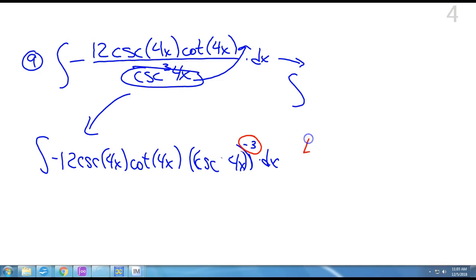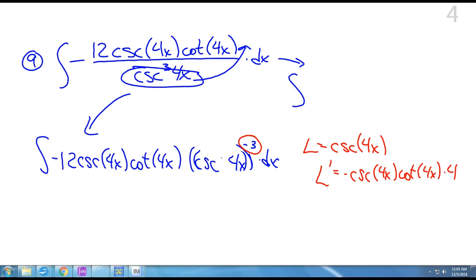So L equals cosecant of 4x. So L prime equals negative cosecant of 4x cotangent of 4x. That's 4.